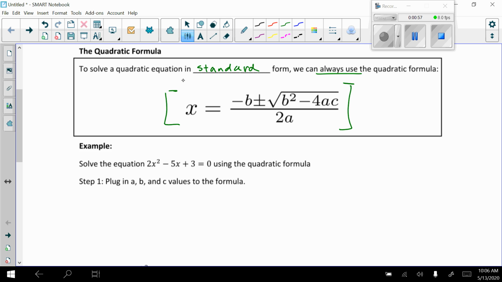Remember, standard form looks like this: ax squared plus bx plus c equals 0. So your equation must look like this. The one you're trying to solve must look like this in order for you to use the quadratic formula. If you need to manipulate it to get it there, you can. So let's do a quick example.